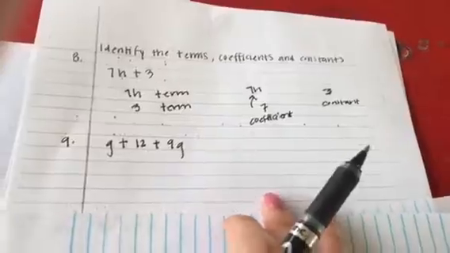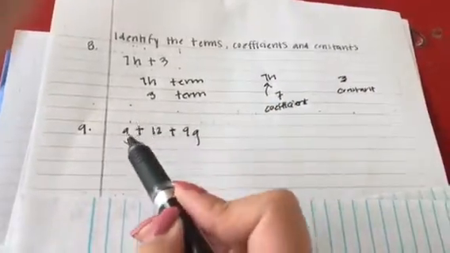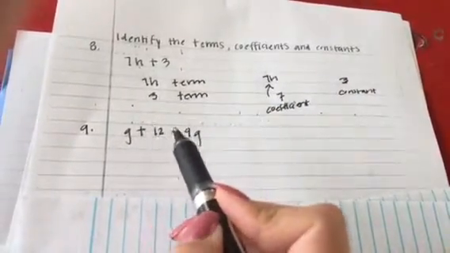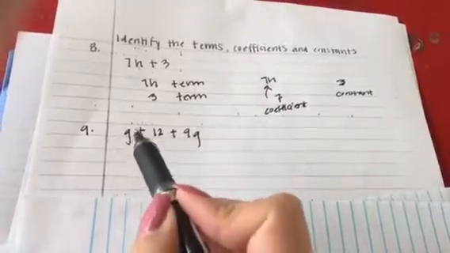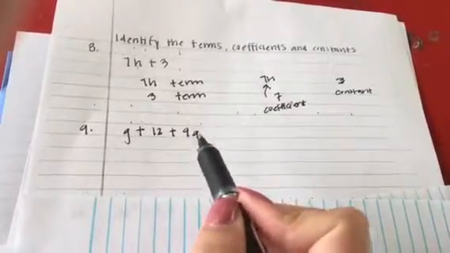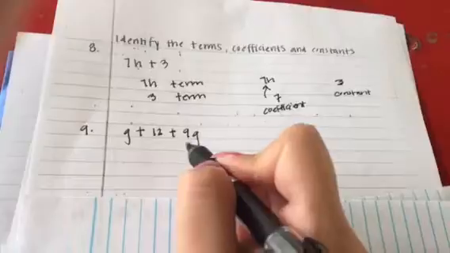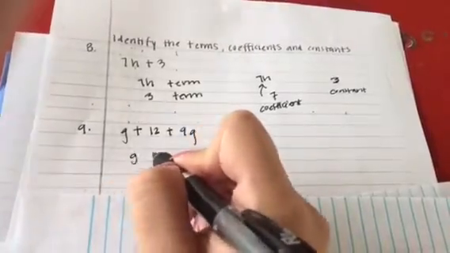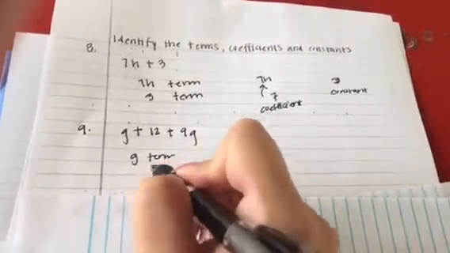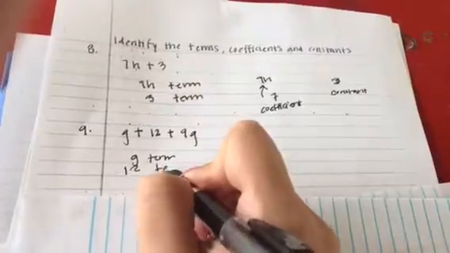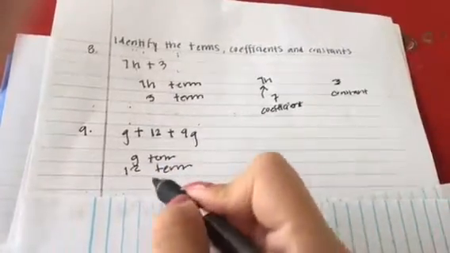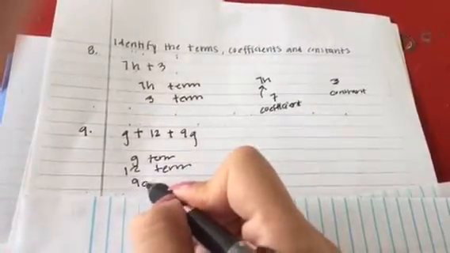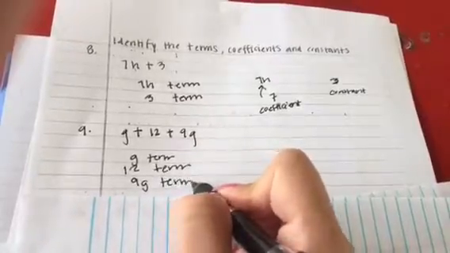Moving on to number 9. Now we see 3 things that are separated by addition signs, right? So G, 12, and 9G. These 3 are terms. So G is one term, 12 is another term, and then 9G is another term.